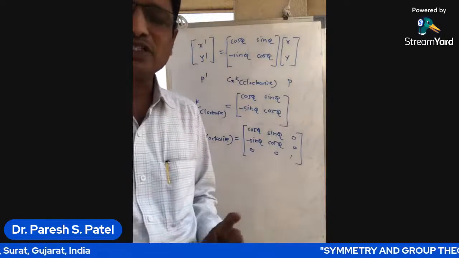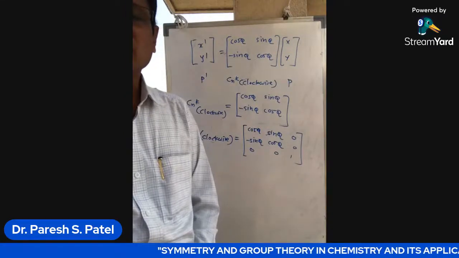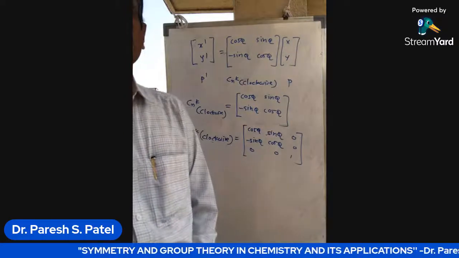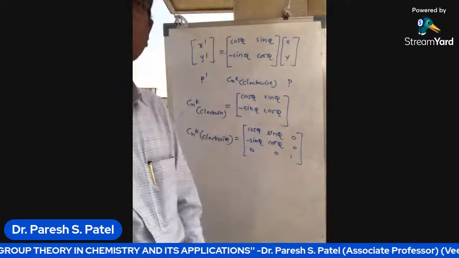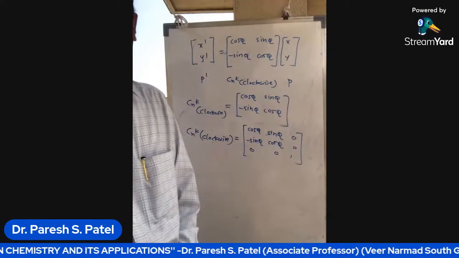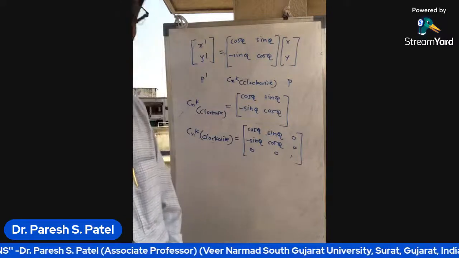So dear students, we have to remember that this is the matrix representation for clockwise rotation. To get the matrix for any rotation, if we put a value for theta, we get the matrix for that representation.